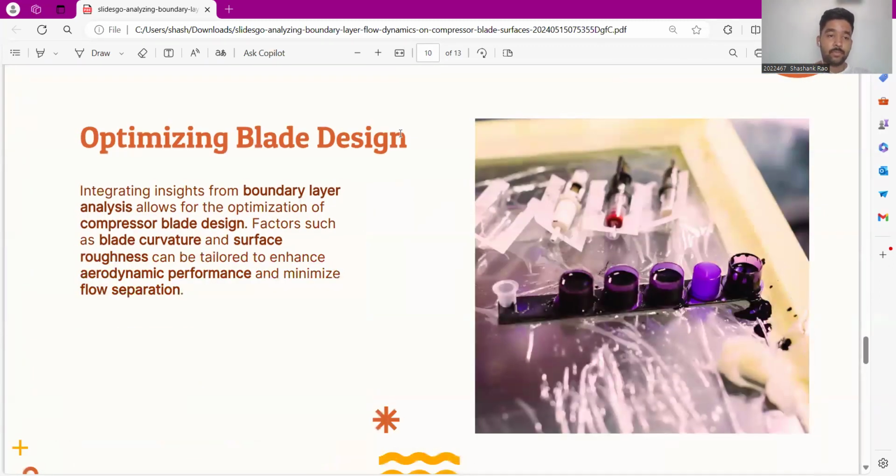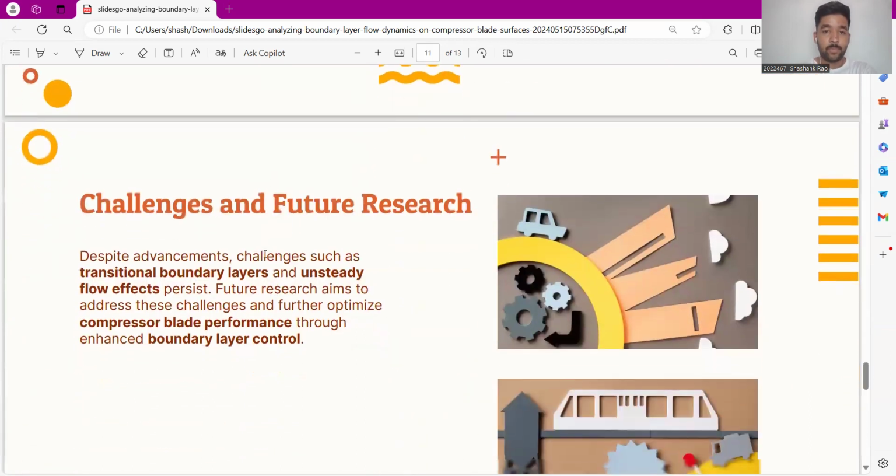Optimizing blade design. Integrating insights from boundary layer analysis allows for the optimization of compressor blade design. Factors such as blade curvature and surface roughness can be tailored for enhancing aerodynamic performance and minimizing flow separation.